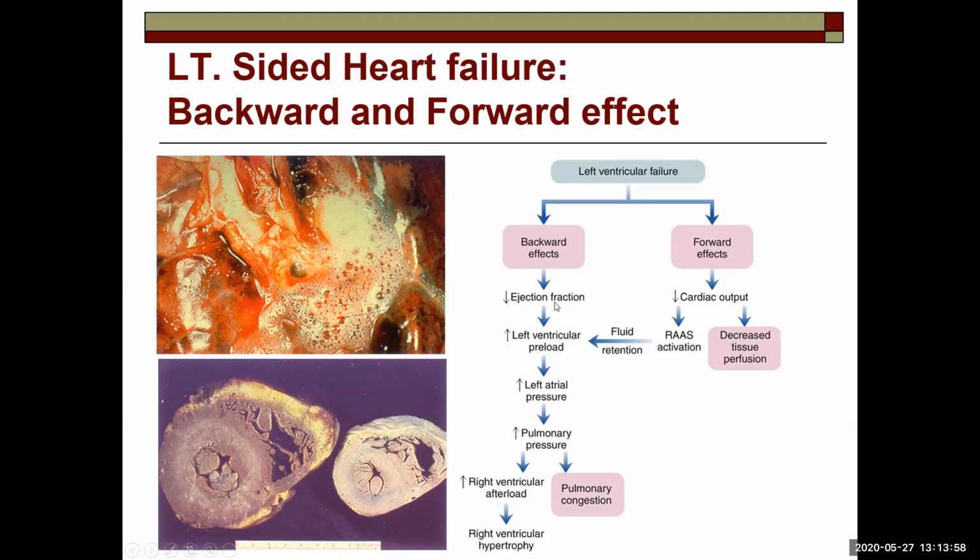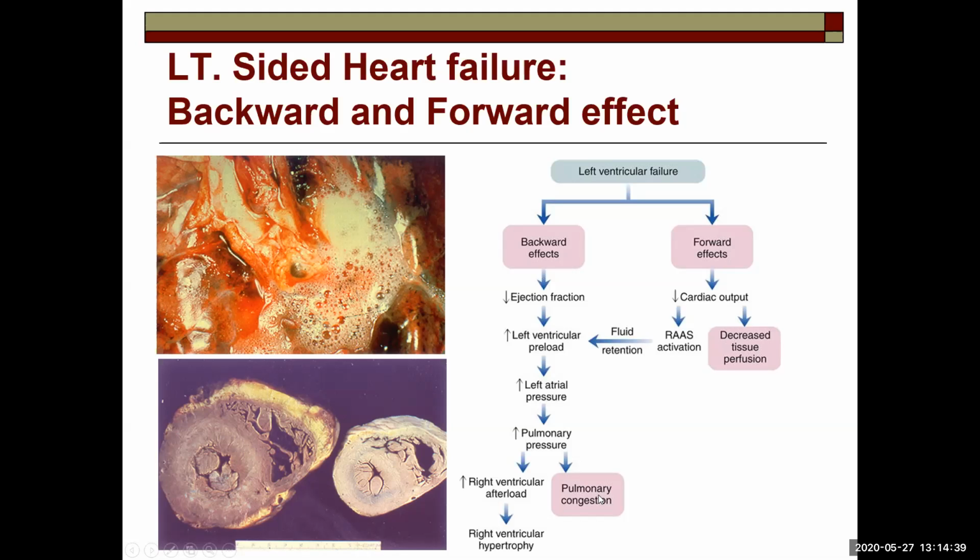Backwards, the backward flow, you have less ejection fraction, of course, which leads to increased left ventricular preload due to fluid retention. Left atrial pressure increases because you're not getting any blood to come into the left ventricle from the left atrium. All the blood is sitting right there. Then you also have increased pulmonary pressure, because everything flows back into your lungs. So you have an increase in the pressure within the blood vessels of the lung. You're going to end up having pulmonary congestion.